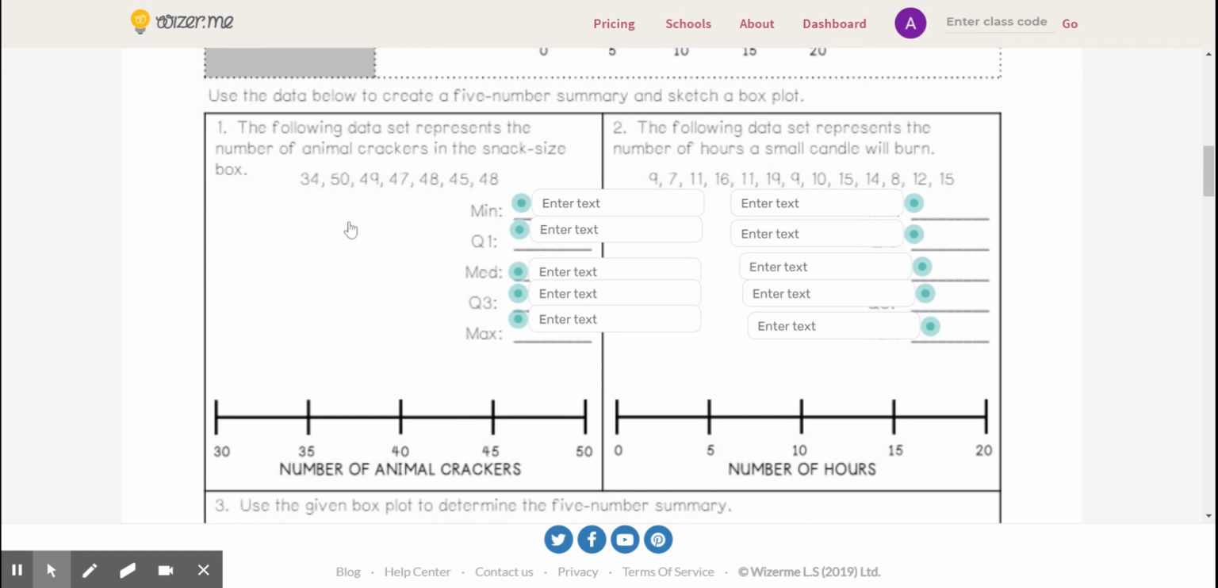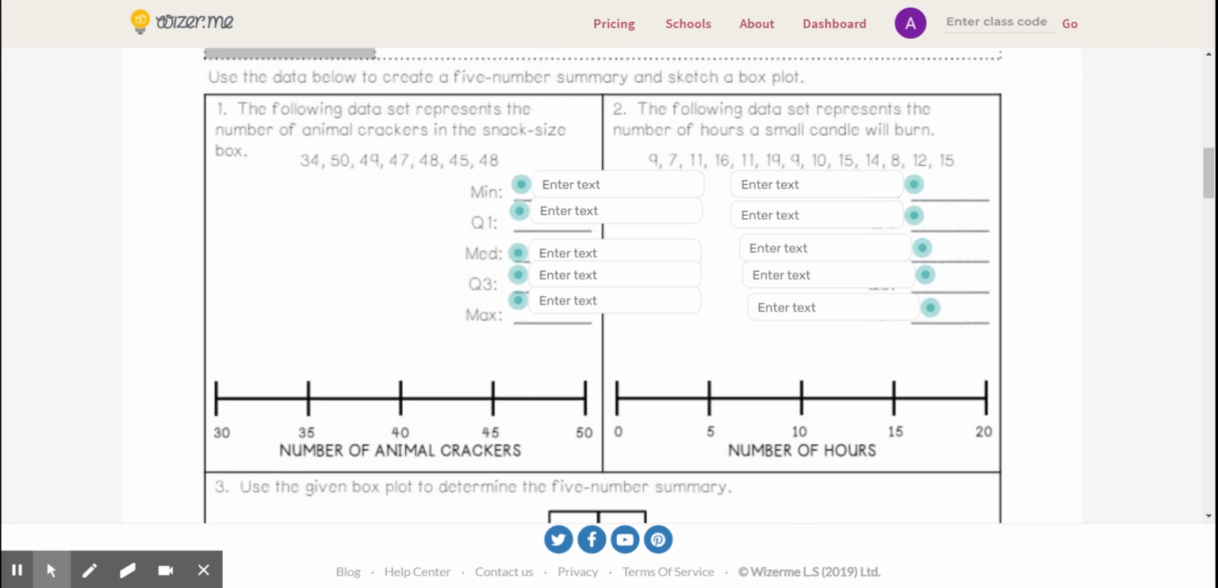So then it says, so let's practice, okay? Use the data below to create a 5-number summary and sketch a box plot. So it says the following data set represents the number of animal crackers in the snack size box. Now, the first thing that you need to do is line the data numbers up from least to greatest. They are not in order from least to greatest. Okay, so if I were you, I would get a piece of paper and line these up from least to greatest. So it looks like to me that the least number is 34.